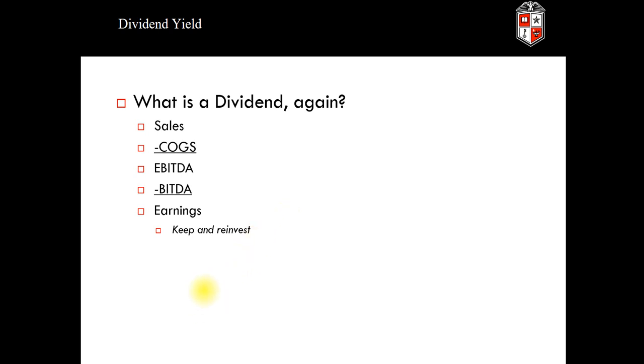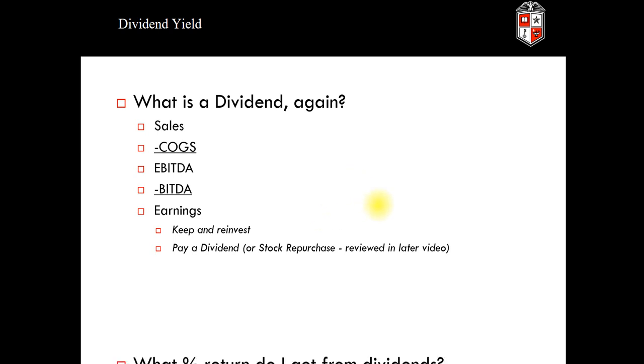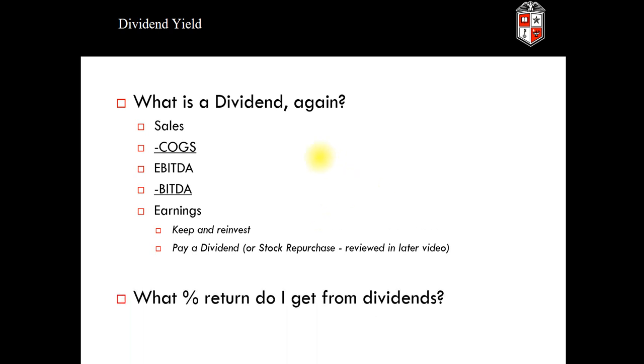The other thing a company can do with its earnings is return it back to the shareholders or the owners of the company. A company does this in the form of a dividend. A dividend is just money that the company has earned, given back to the shareholders. They can also achieve the same effect a dividend would have through a stock repurchase, and we'll do a video on that later. So what the dividend yield answers is, what percentage do I get from these dividends?